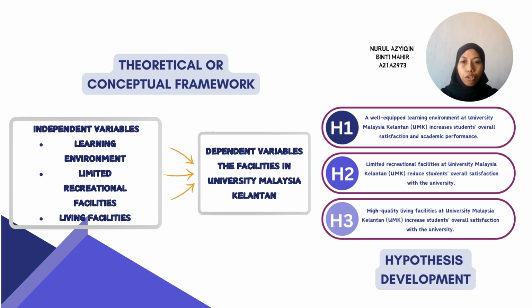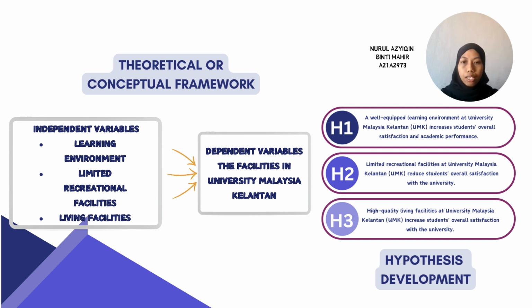Our study focused on three main independent variables, which are the learning environment, limited recreational facilities, and living facilities. Meanwhile, the dependent variable in our study is the facilities at University Malaysia Kelantan. Understanding the relationship outlined in our conceptual framework will help UMK prioritize areas for development and ensure a supportive, enriching environment for its students. And last, we jump into hypothesis development.